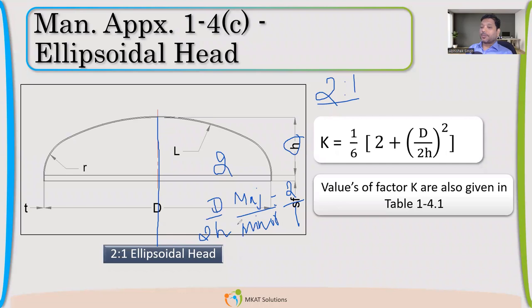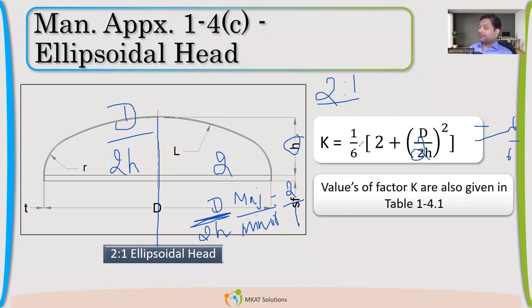Yes, are you able to follow? I'm not talking about the K value, guys. I'm just talking about D by 2H. What my D by 2H actually means is major to minor. Right, guys? Everyone clear about that? I'm just writing it in terms of math: major divided by minor, that is 2. Now if I keep 2 here, 2 squared becomes 4, plus 2 is 6. So 6 divided by 6 becomes 1.